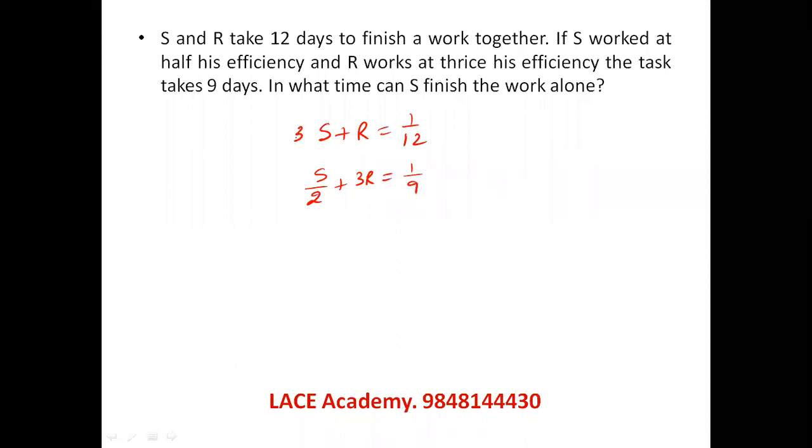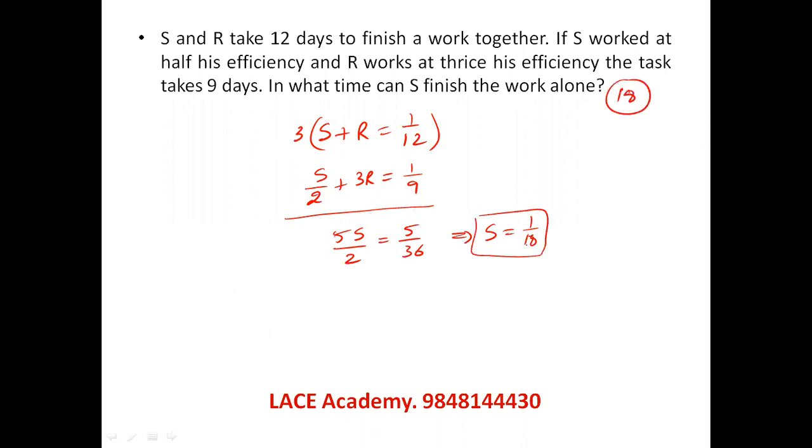So I'll multiply this with 3 so that R gets cancelled, and subtract. 3s minus s by 2 is 7s by 2. Sorry, 5s by 2. 3r minus 3r cancel. 1 by 4 minus 1 by 9 is 5 by 36. So we're getting s equal to 1 by 18 straightforwardly. So S takes how many days? 18 days. Nothing else is needed.